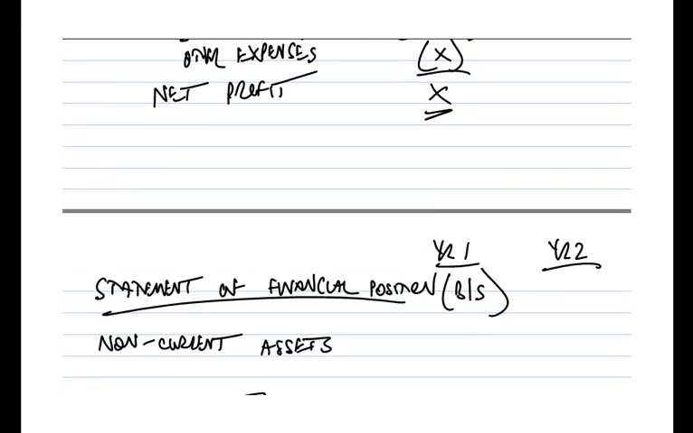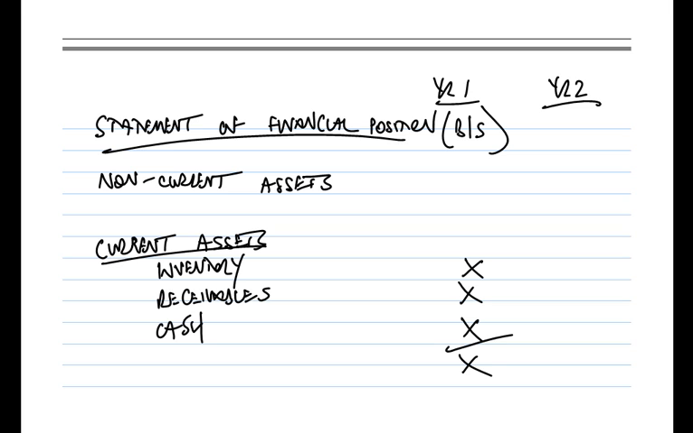In terms of what goes on the balance sheet, with the balance sheet, we're thinking about the non-current asset figure at the very top of the balance sheet.